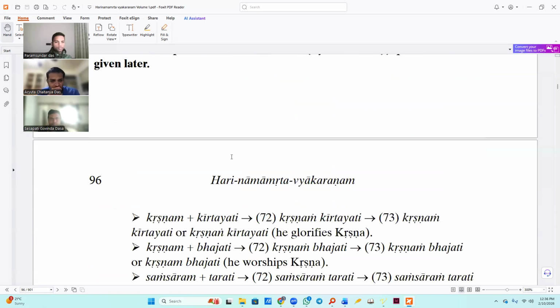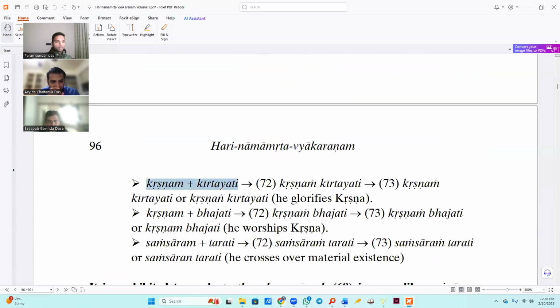Example, Krishnam Kirtayati. First of all, we have Ma followed by Vishnu Jana. So by the previous rule, Ma becomes Vishnu Chakra. And then by this current rule, this Vishnu Chakra will become the Hari Venu as per the following letter's Varga. Ka belongs to Ka Varga, and the Hari Venu of Ka Varga is Ka Kha Ga Gha Nga. So the Vishnu Chakra will optionally become that.